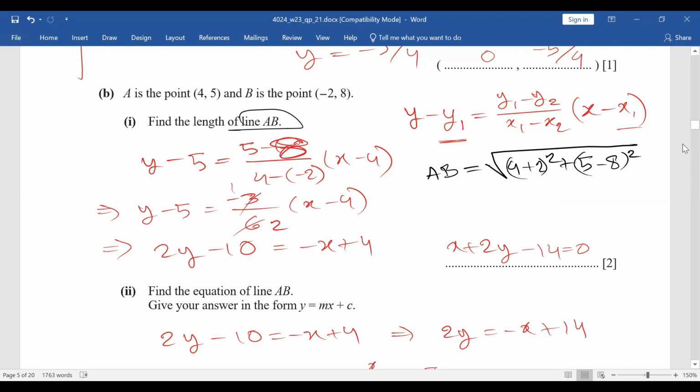So 4 plus 2 whole square, that is 6 square, that is 36. And 5 minus 8 is minus 3 whole square, that is 9. 36 plus 9, root over 45. Let's calculate root over 45 using a calculator. It is 6.708. That means 6.71 up to 3 significant figures.